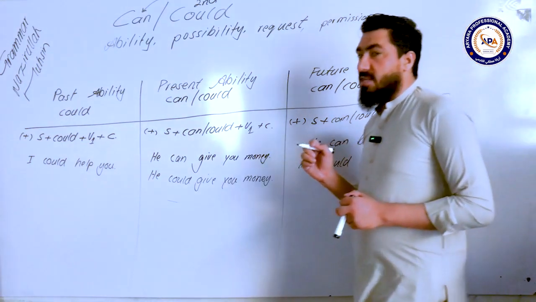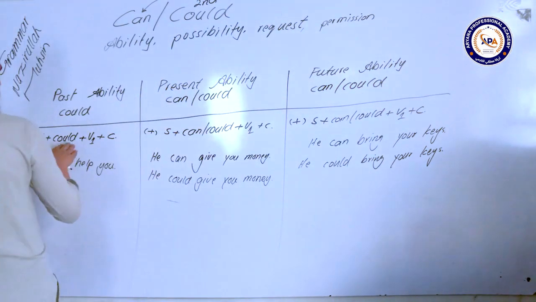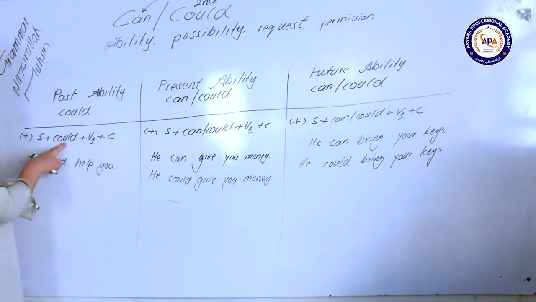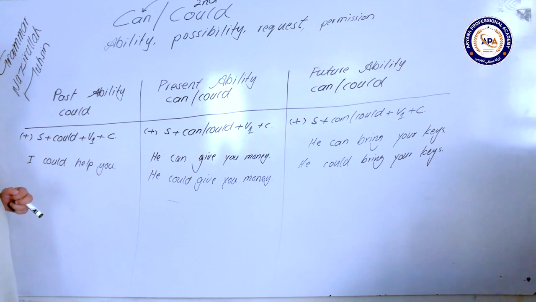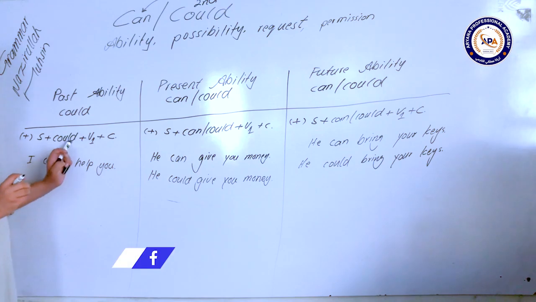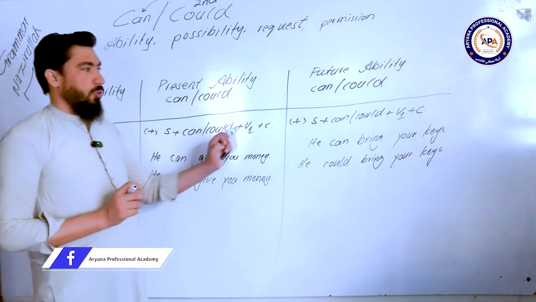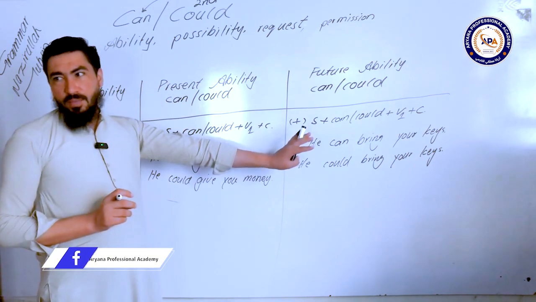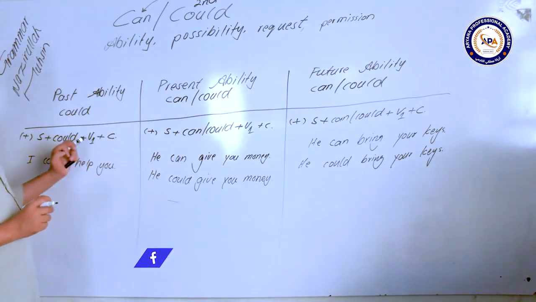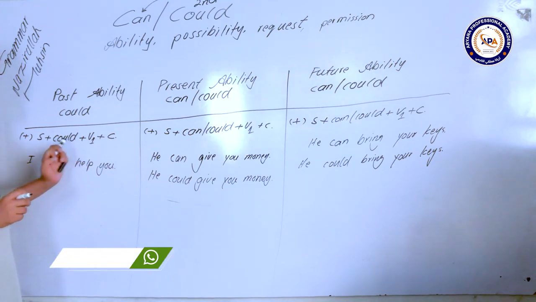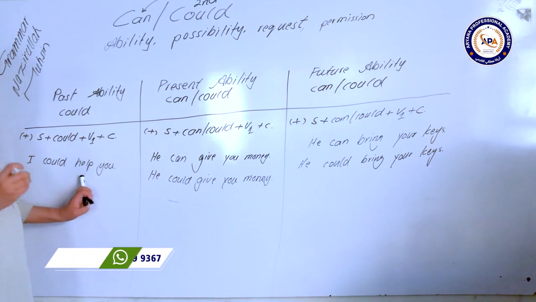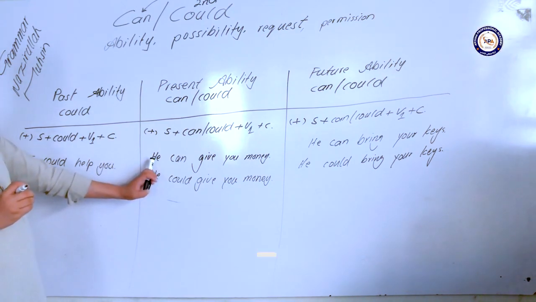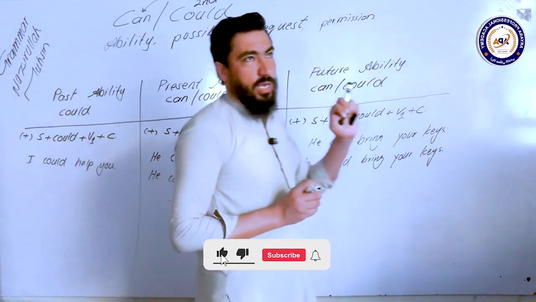Now the question arises that if we use the same structure for could in all the tenses like past, present, and future, then how can we differentiate it? Because in all the structures we use only the base form, whether it is used for the past ability, present, or future, the structures are the same. Because we can't use the second form after could here, as we studied in the characteristics. So I could help you is used in the past. Also in the present, I could help you is used instead of can. And in the future, we can also use could.